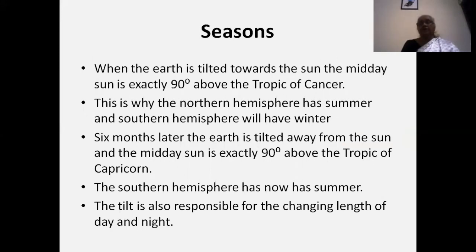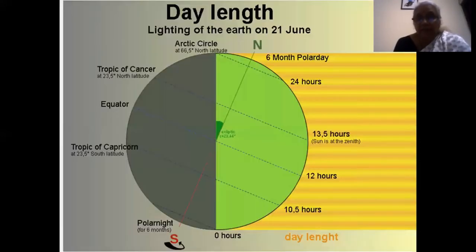So here is where we are looking at seasons, and seasons happen when the sun's rays move from the zenith to either north or south of it. So when the northern hemisphere has summer, then the southern hemisphere has winter. Six months later, when the earth is tilted away from the sun, you will find that you have the northern hemisphere having winter and the southern hemisphere having summer. Right. So we're looking at this diagram.